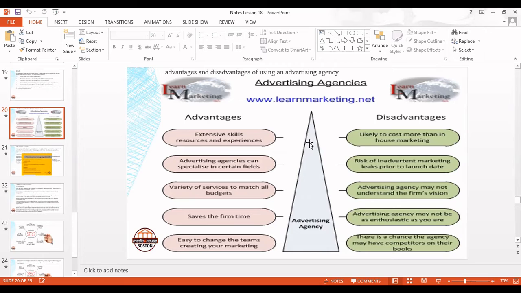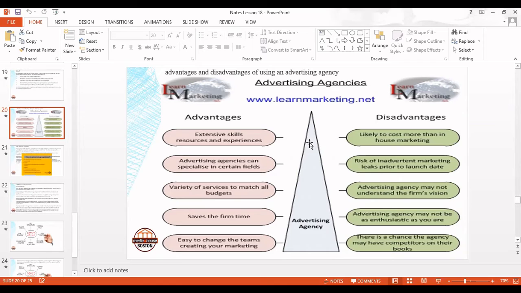Another advantage is a variety of services to match all budgets. Correct. So advertising agencies, they have created, what can I say, they've created a way that they can match everyone's budget. So they can work with your budget. They can look at you and say, okay, you have 10K, we can work with your 10K in creating this. Okay, you have 100K, we can work with you and create this. They can work according to the budget that customer might have or clients.